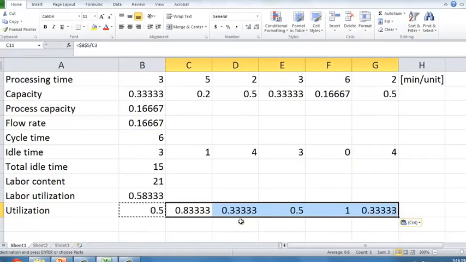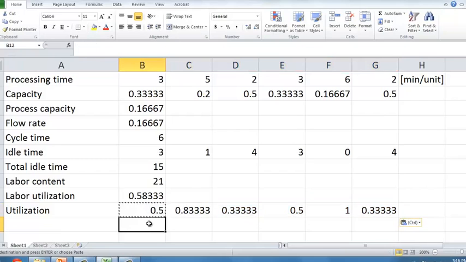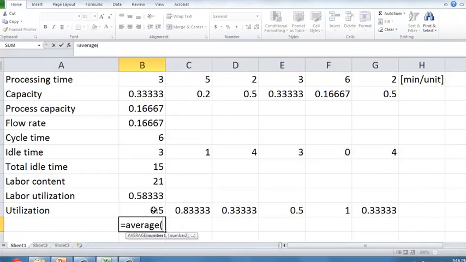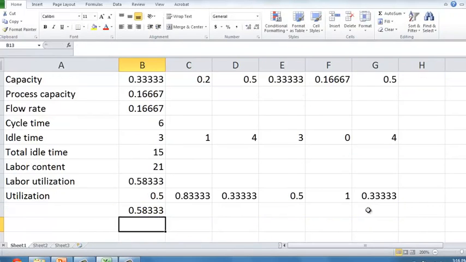You notice 100% utilization at the bottleneck, which I hope is intuitive. We can then go ahead and average the utilization of the 6 resources, and voila, we also see a 58.3%.